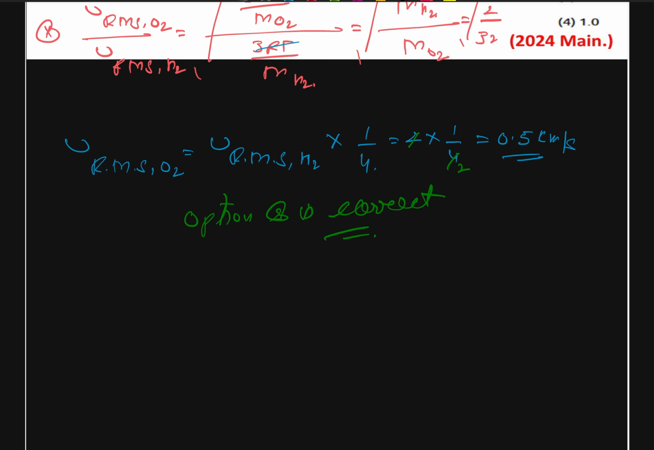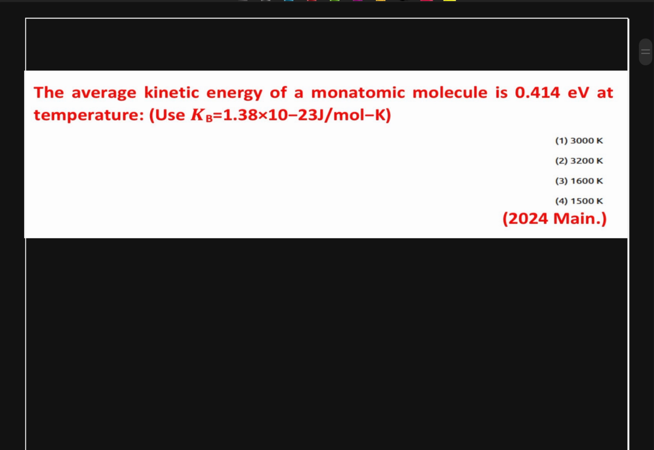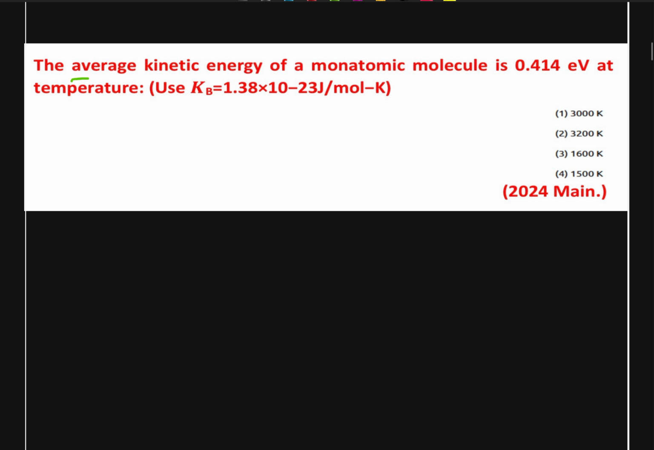Next question. It states that the average kinetic energy of a monatomic molecule is 0.141 electron volt at temperature. So we have to find out the temperature at which the average kinetic energy is given, and Boltzmann constant is given to us, and that should be 10 to the power minus 23. Okay, this should be in power.